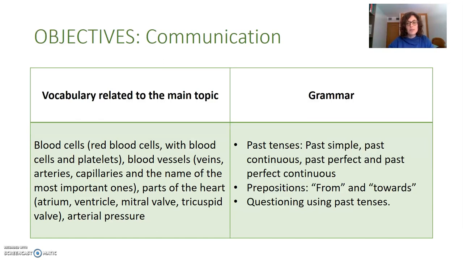About communication objectives, I have divided them in 2. Firstly, vocabulary related to the main topic, which is basically blood cells, blood vessels, parts of the heart, arterial pressure, and also grammar, in which I want to have a look at past tenses: past simple, past continuous, past perfect, and past perfect continuous. We will also review prepositions from and towards, and making questions using past tenses.